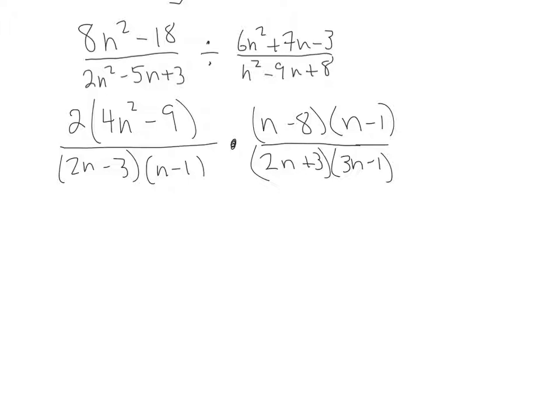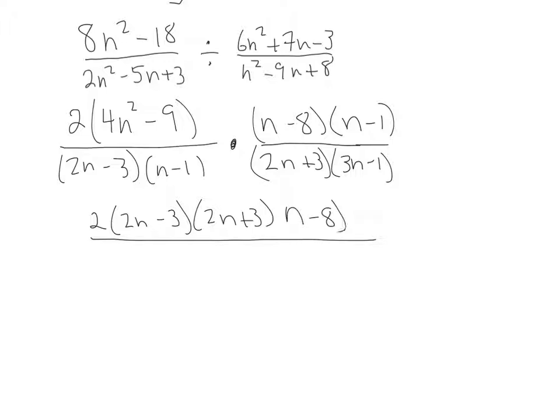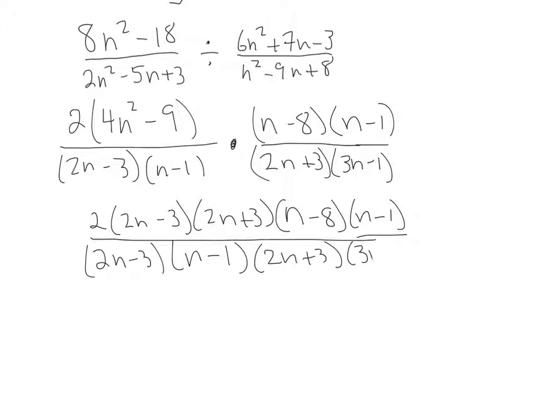Now remember, when you're multiplying two fractions together, you multiply the numerators together and multiply the denominators together. So we can treat this as one big fraction. And I'm going to factor the numerator as the difference of two squares, 2n minus 3 and 2n plus 3, and n minus 8 and n minus 1. And on the denominator, we have 2n minus 3, n minus 1, 2n plus 3, and 3n minus 1.